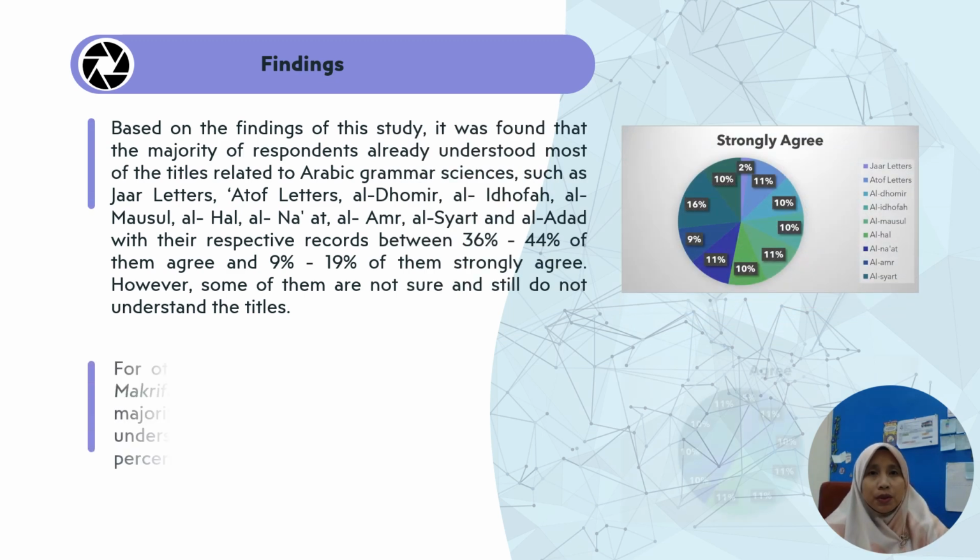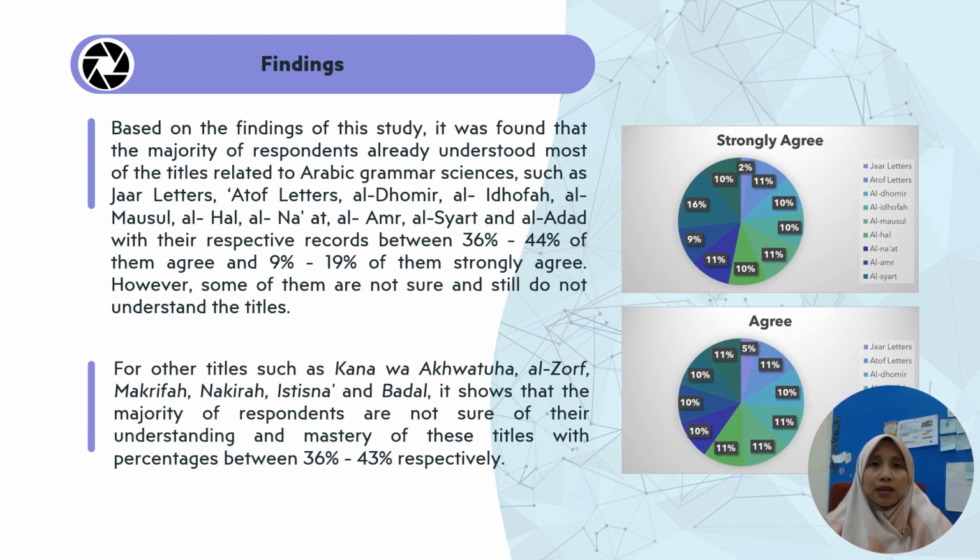Now I show you the findings of this study. It was found that the majority of respondents already understood most of the titles related to Arabic grammar sciences, such as jar letters, the pronoun, the annexation, the relative noun, the circumstantial accusative, the adjective, the imperative, the conditional, and the numbers, with their respective records between 36 to 44% of them agreeing, and 9 to 19% of them strongly agreeing. However, some of them are not sure and still do not understand the titles of Arabic grammar sciences.